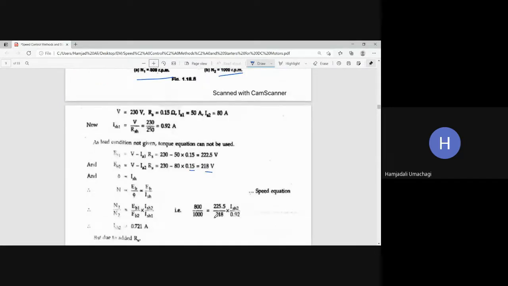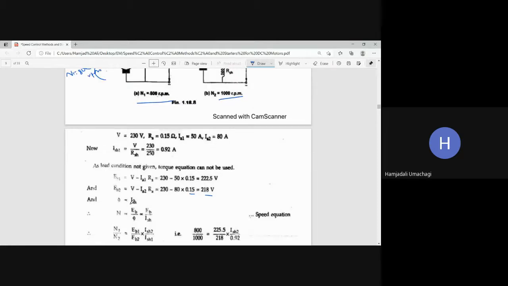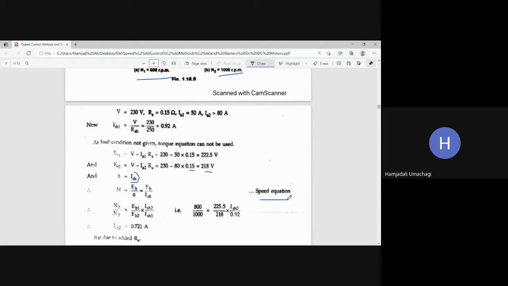In the case of a DC shunt motor, flux is directly proportional to ISH, because if I control the field current, then I am going to control the flux. So we know the speed equation for a DC shunt motor: N is directly proportional to EB by phi, and this phi can be replaced by the field current ISH, or IF. So N is directly proportional to EB by ISH. Using this, I will write the speed equation for two values, N1 and N2.